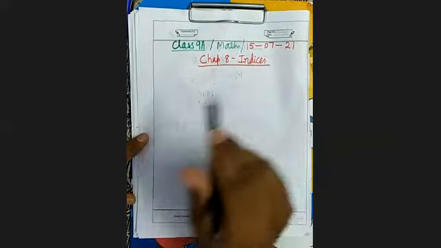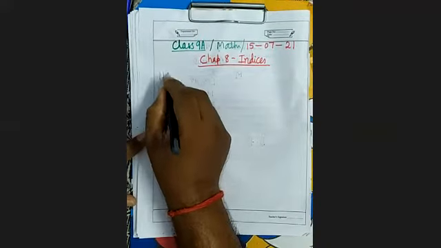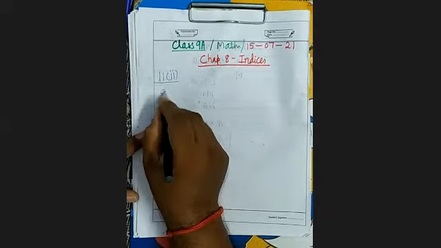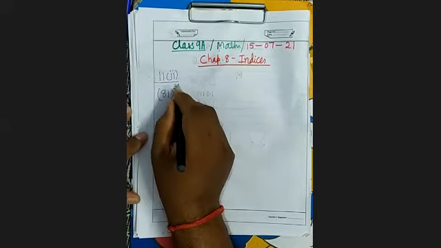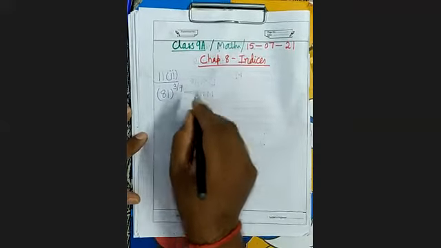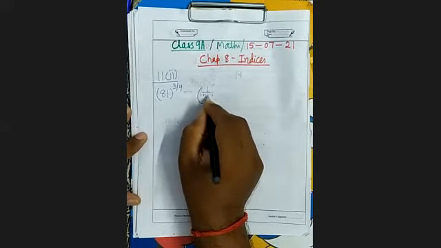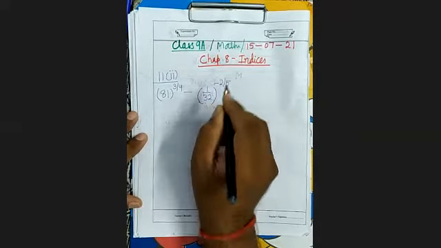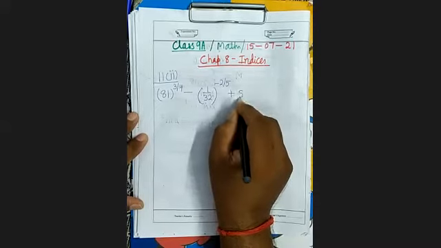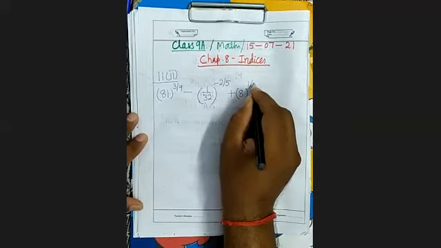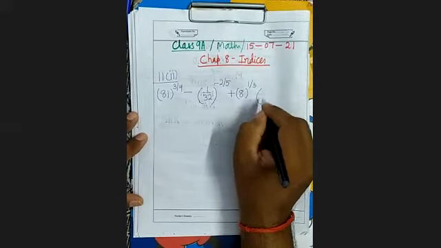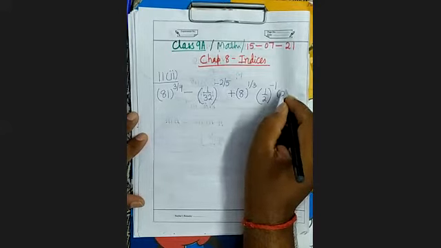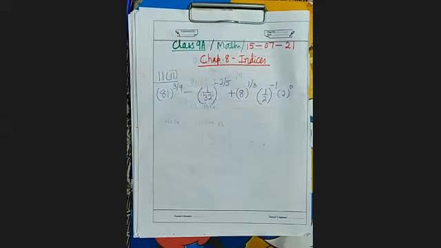Now all of you see question number 11's second part. (81)^(3/4) minus (1/32)^(-2/5) plus (8)^(1/3), divided by (1/2)^(-1) and 2 to the power 0. Is it clear?